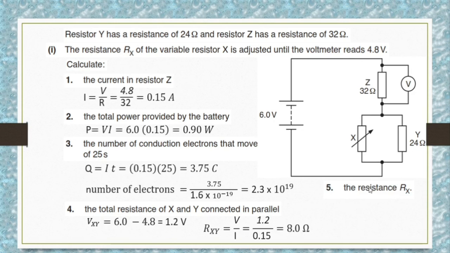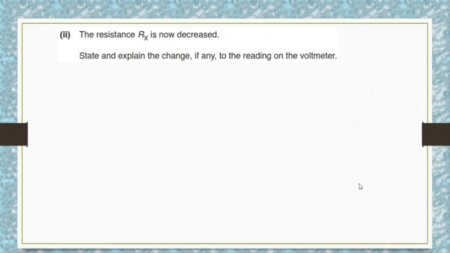And the next question is we want to find the resistance Rx. We know that X and Y are connected in parallel. So 1 over 24 plus 1 over Rx should be equal to 1 over 8, the total R of XY. So you can calculate Rx to be 12 ohms.